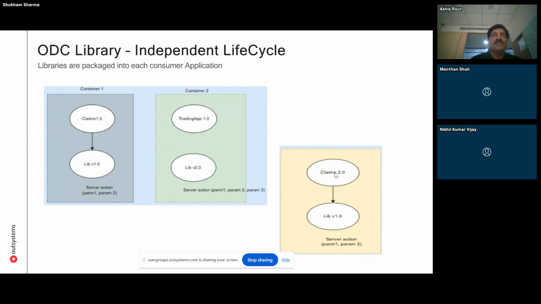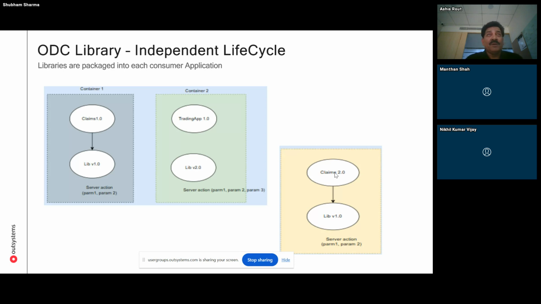the development cycle of both the claims and the trading application, the speed of development got reduced, just because a dependency got created. This is exactly what we are overcoming in ODC. So it is the biggest concept.